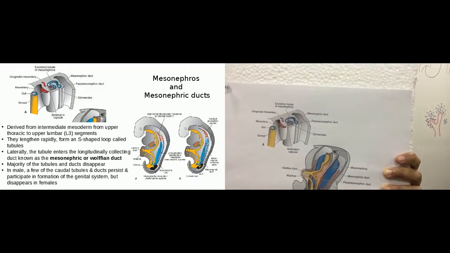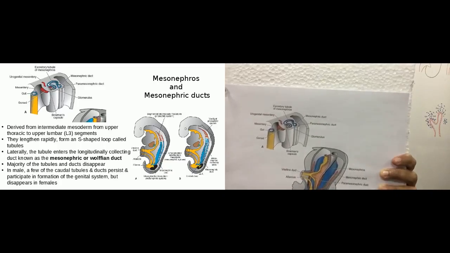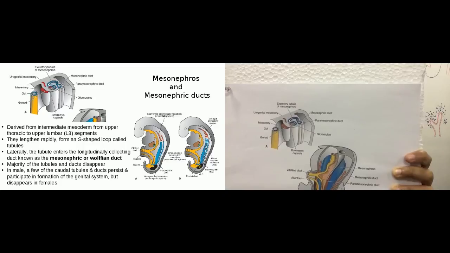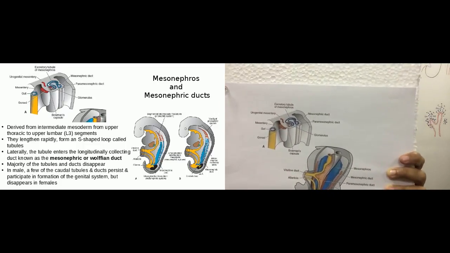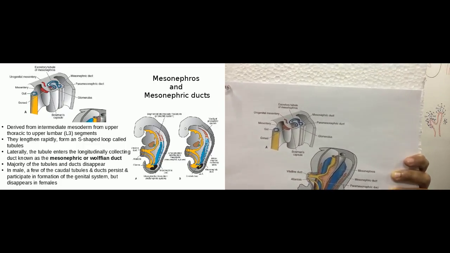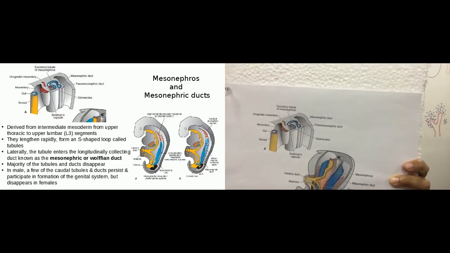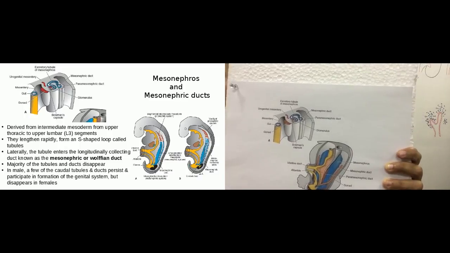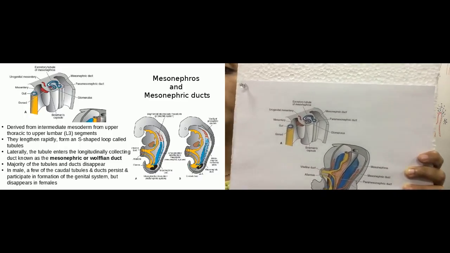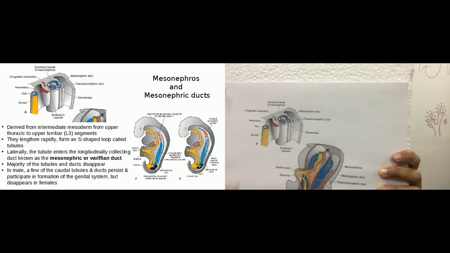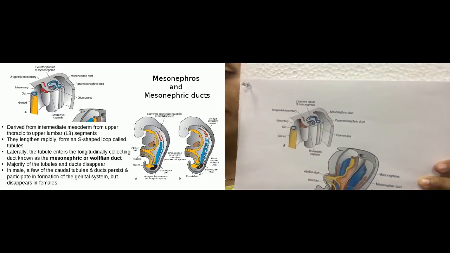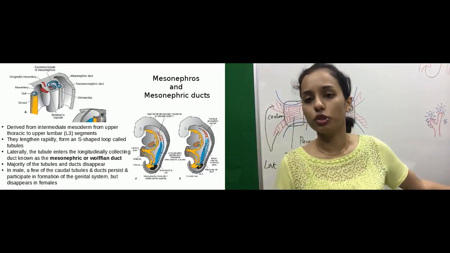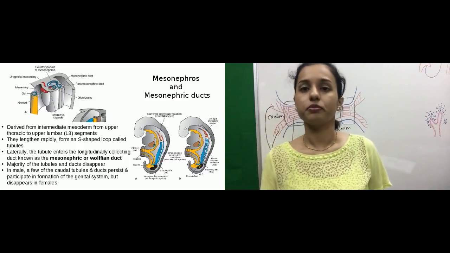The majority of the tubules and ducts disappear, but a few remain, especially the caudal ones. As I mentioned, mesonephric tubules are formed from the thoracic to the lumbar region, so the entire set of tubules doesn't remain in males. Only the ones at the caudal part near the lumbar region remain in males, and they contribute to the formation of the genital system. Those tubules will be called the Wolffian duct or mesonephric duct. But in females, all the tubules will disappear.